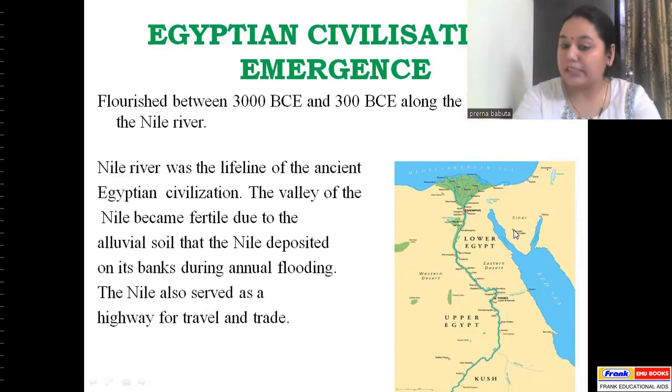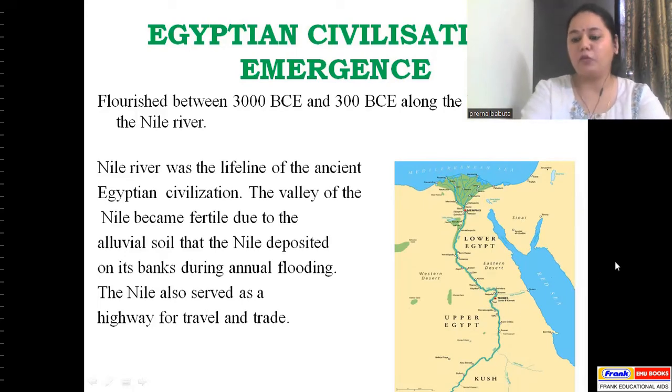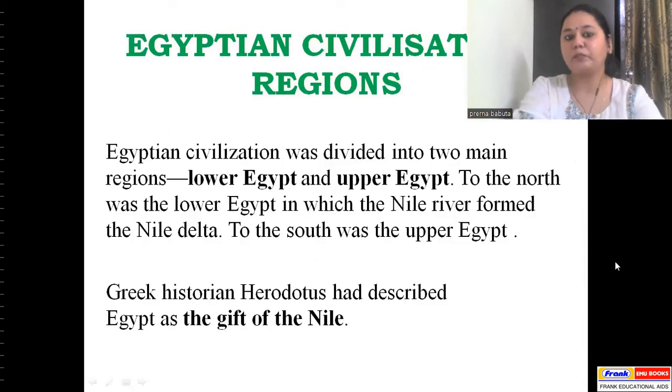So here you can see the River Nile, and then you can see the Upper Egypt and the Lower Egypt, how it is divided. Okay, and then these are certain places that we will study about. So emergence happened due to River Nile. Egyptian civilization was divided into two main regions, that is the lower and the upper, the map of which I have shown you.